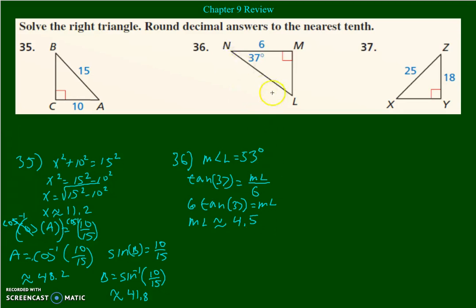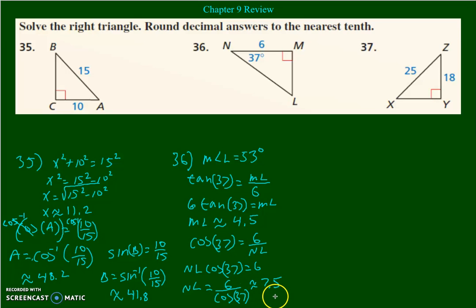And now I need NL. So this is going to be caught a horse. And that's what I'm going to use for that. So cosine of 37 equals 6 over NL. Now I'm going to have to multiply by NL and divide by cos 37. NL is approximately 7.5. And now we'll do 37 in the next video.